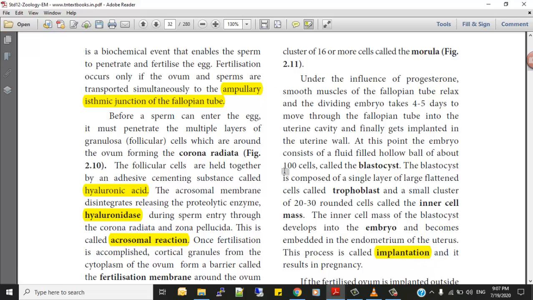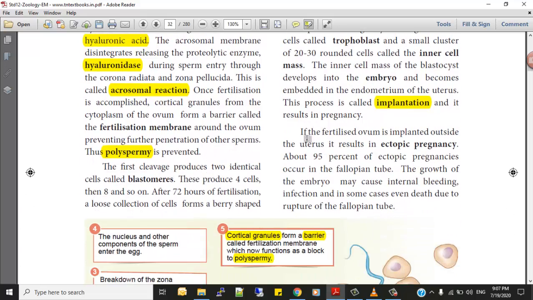Yes. So you know what is trophoblast, inner cell mass, and you know what is blastocyst. And when the embryo is implanted or embedded into the endometrium of the uterus, that process is called implantation. If the fertilized ovum is implanted outside the uterus, it results in ectopic pregnancy.